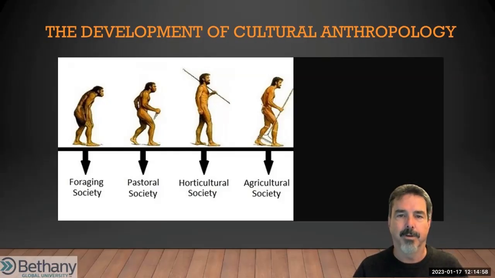So here's the stages of development that were kind of put there. You move from a foraging society to a pastoral society where you're starting to domesticate animals, to a horticultural society, in which you're actually intentionally planting crops, but using mostly hands and hand tools, and then to an agricultural society, where it's more of a large scale farming and more mechanized approach, the use of plows, use of advanced tools. And so there was this conception that societies just move from one to the other.